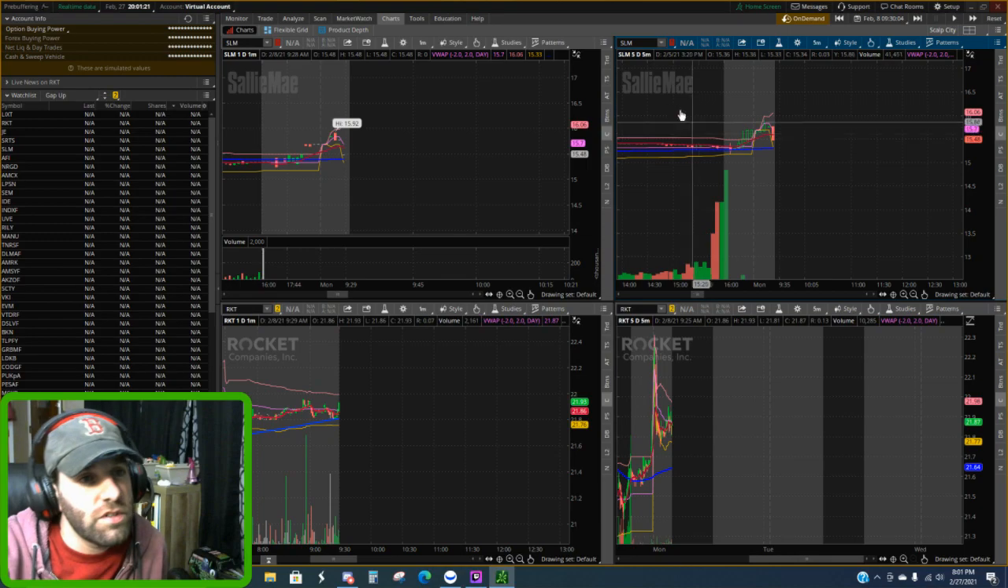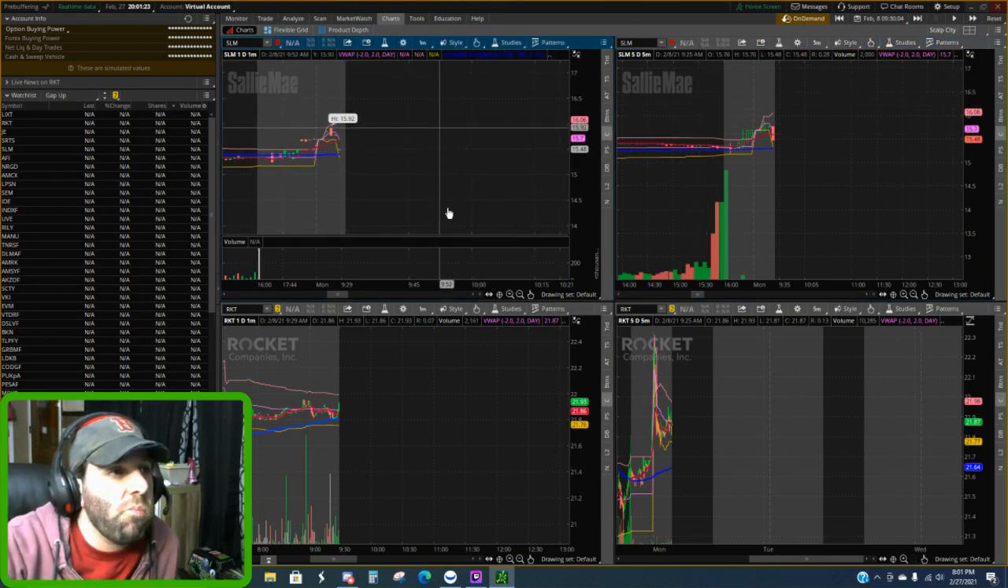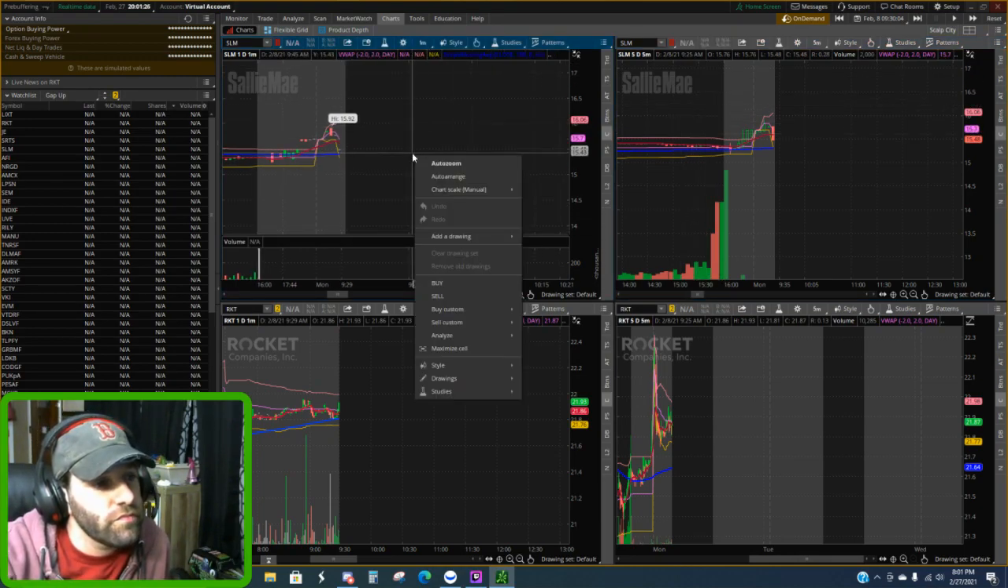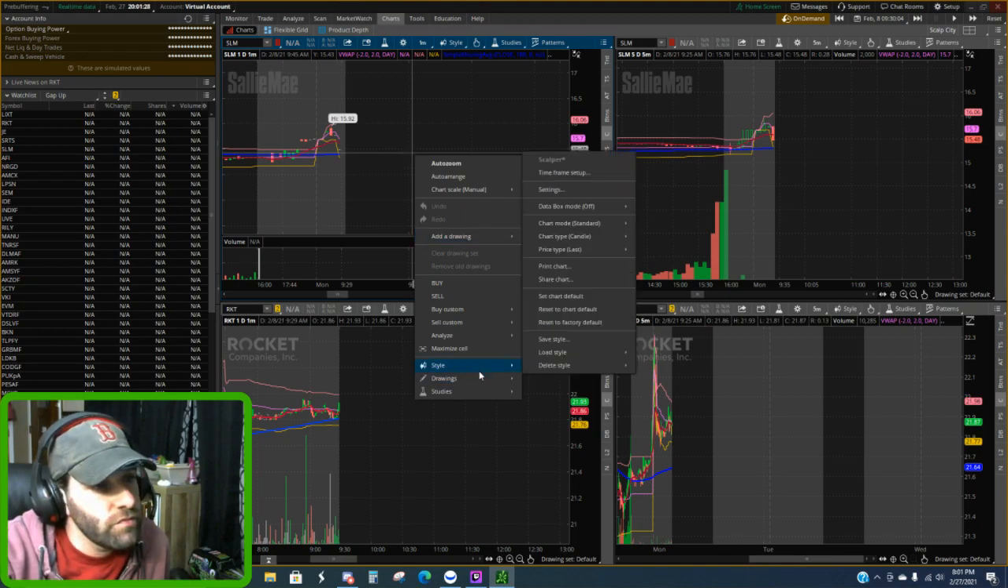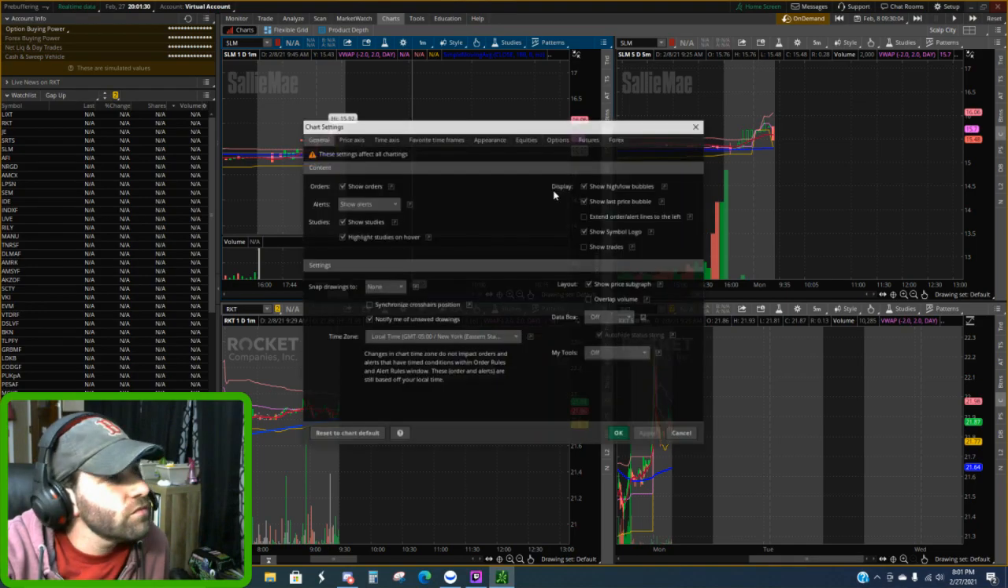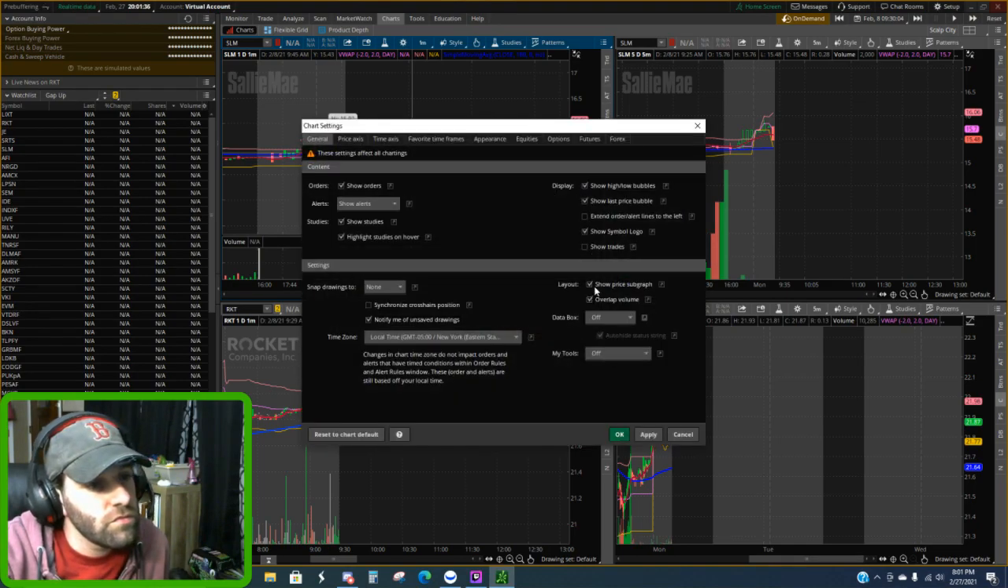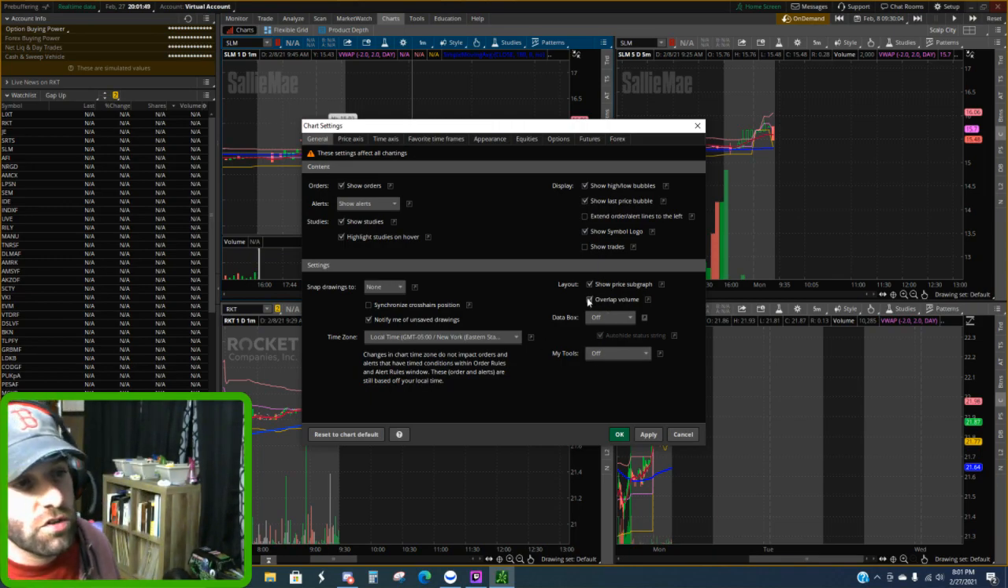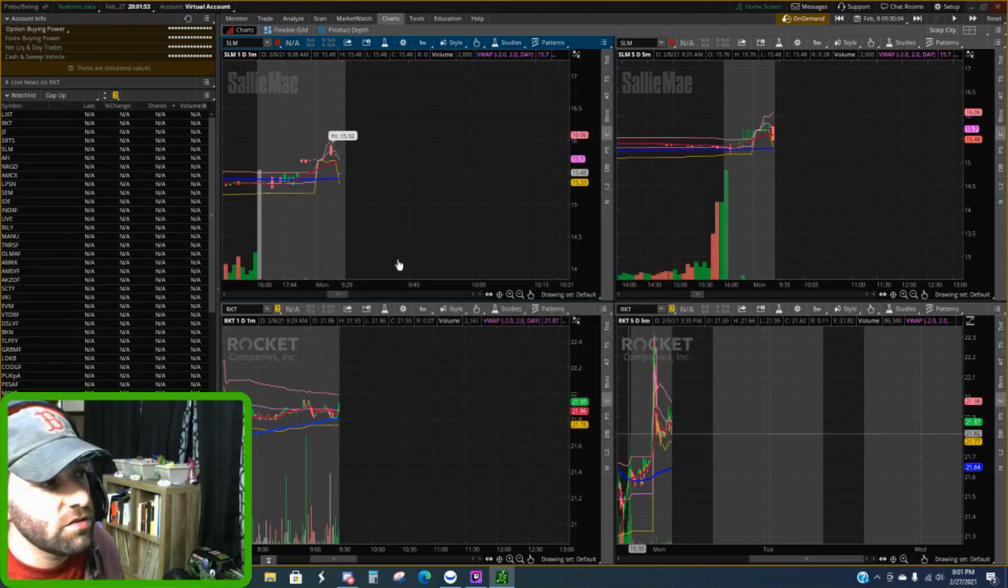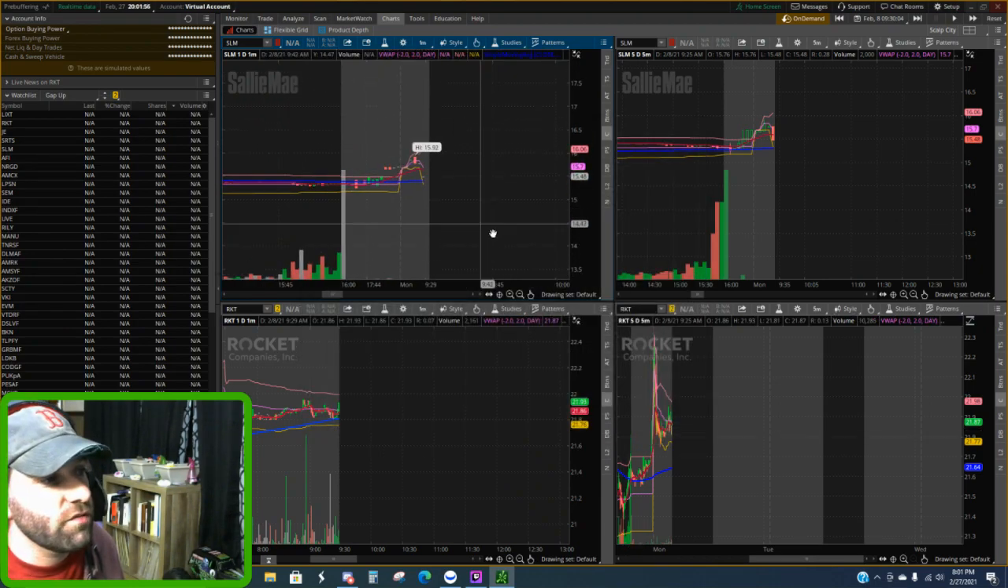So right here, what I'm doing is overlapping the volume on this top left chart, just by going to settings, apply. Okay. Now this is what we're looking for.